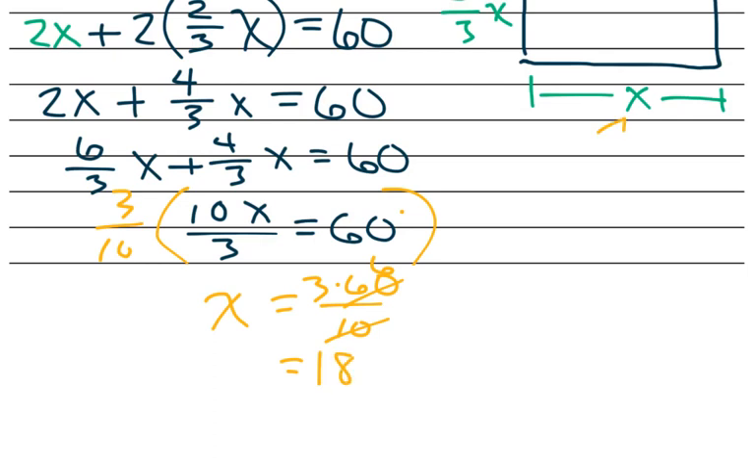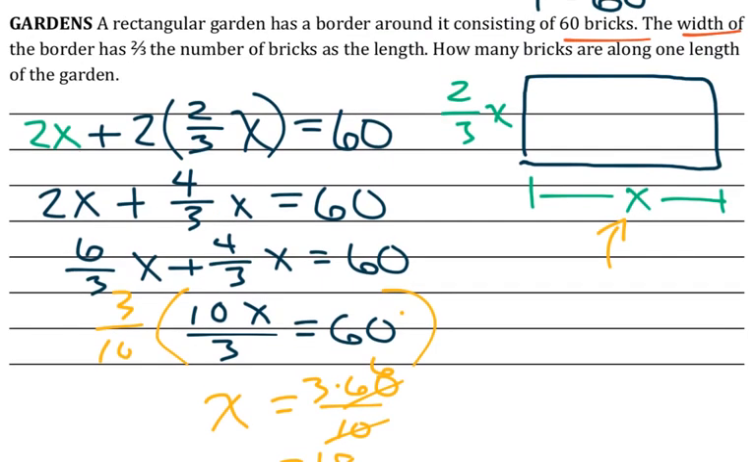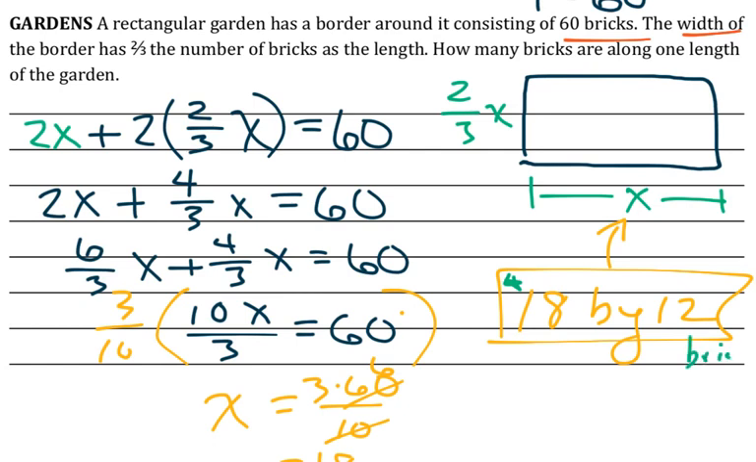Now really they're only asking for this measurement, but if we want to be nice, we can be like, well, that means that the dimensions are going to be 18 by, and then 2/3 of 18 would be 12. And then we'll put a little star by the 18 because we know that's what they really wanted. And let's see. I guess we'll add the word bricks. 18 bricks by 12 bricks. That's how you would do this one.